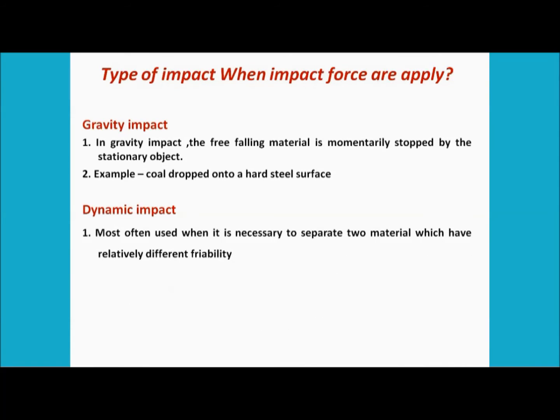What actually happens here is that it is most often used when it is necessary to separate two materials which have relatively different friability. Means one is quite hard, another one is quite soft. These have two different friabilities. In such cases we are going to use the dynamic impact. The more friable material will get broken down fast, whereas the tougher one will get broken later on. Thus the less friable will remain unbroken.